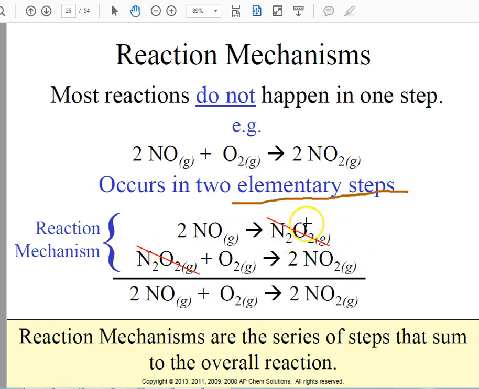And when we put the two mechanisms together, this N2O2, which is a product in the first step and a reactant in the second, will cancel out and we'll be left with just what is our overall reaction, which is the same thing you see here. So mechanisms are a series of steps, series of elementary steps we call them, but they always sum up to the overall reaction. So when we put our reaction mechanism or our elementary steps together, we'll get the overall reaction. It's just kind of showing what is really happening behind the scenes.